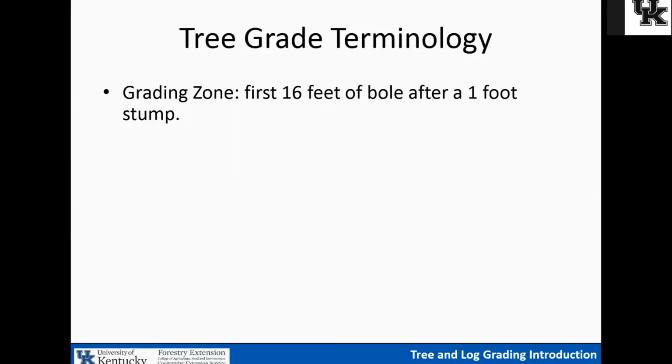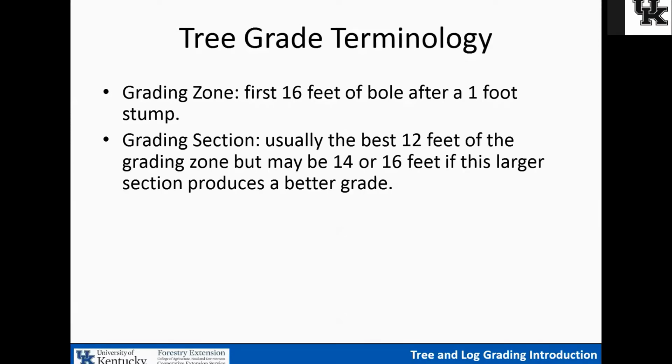So we're going to get into some of these details here, and I want to try to keep you all entertained but provide enough information. We're going to talk some of this terminology first. So the grading zone, that is your first 16 feet of that main stem after a 1 foot stump. The grading section, that's your best 12 feet within that grading zone. You can make it a 14 or 16 foot grading section within the grading zone if it will produce a better grade.